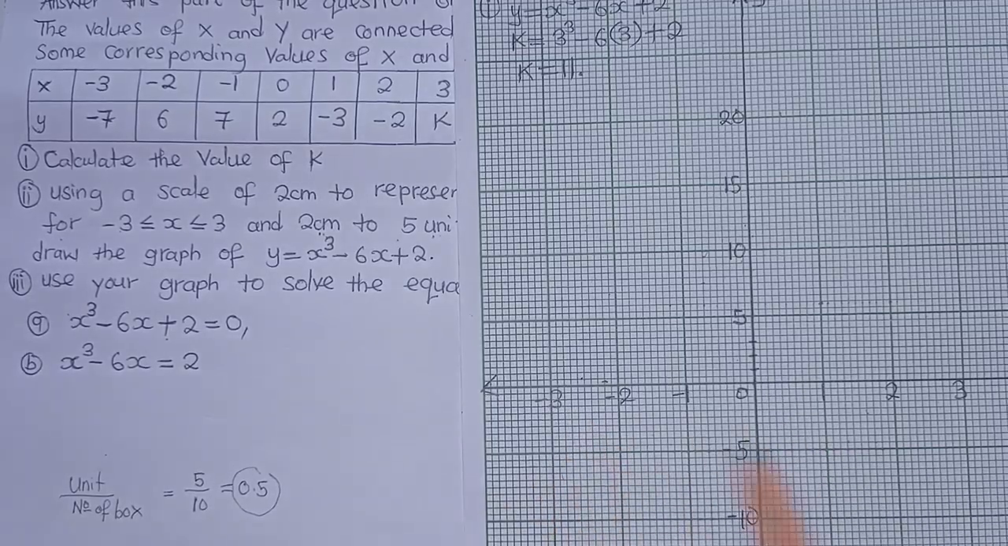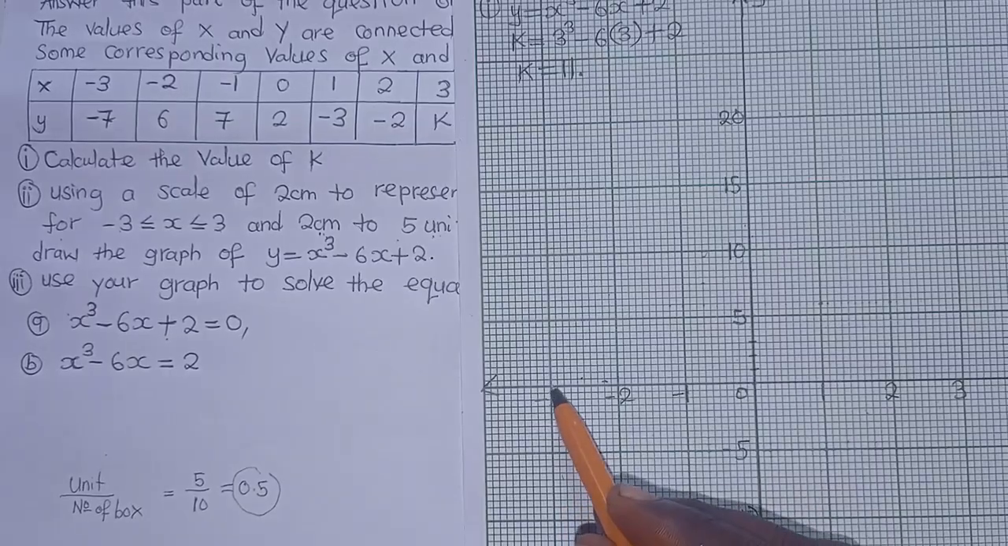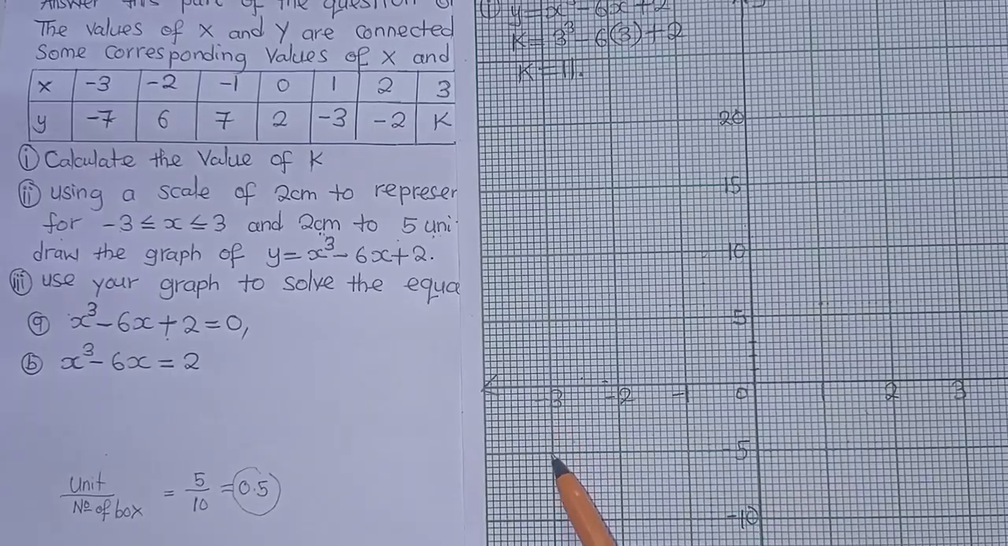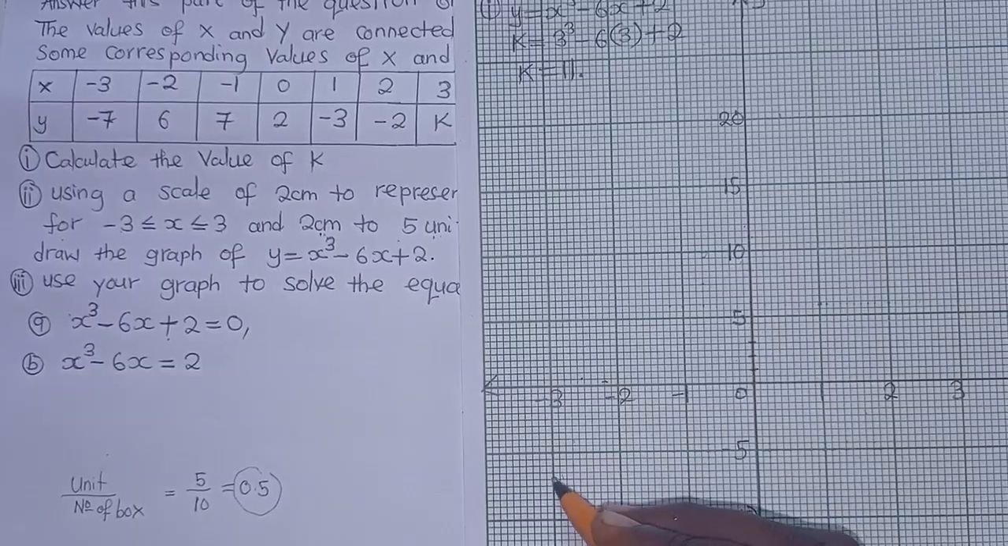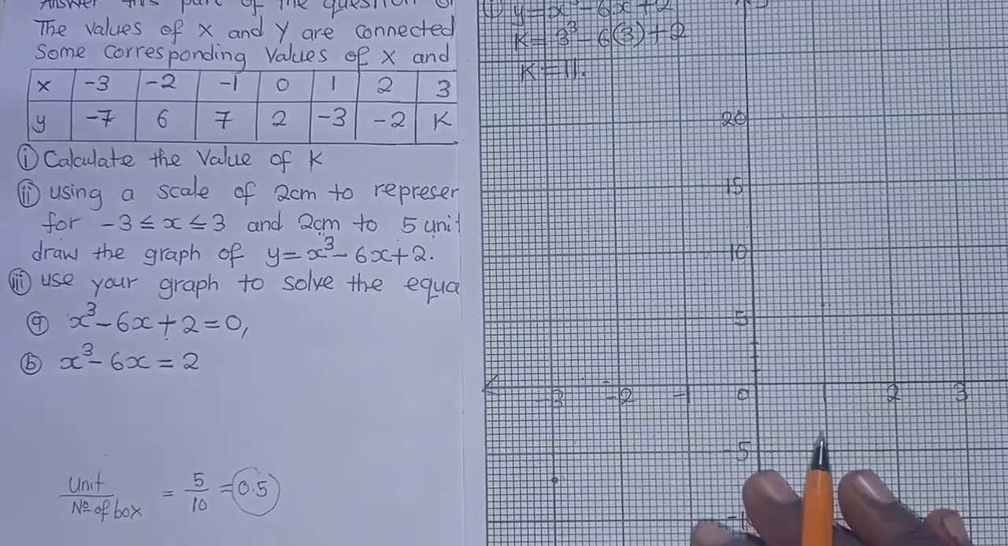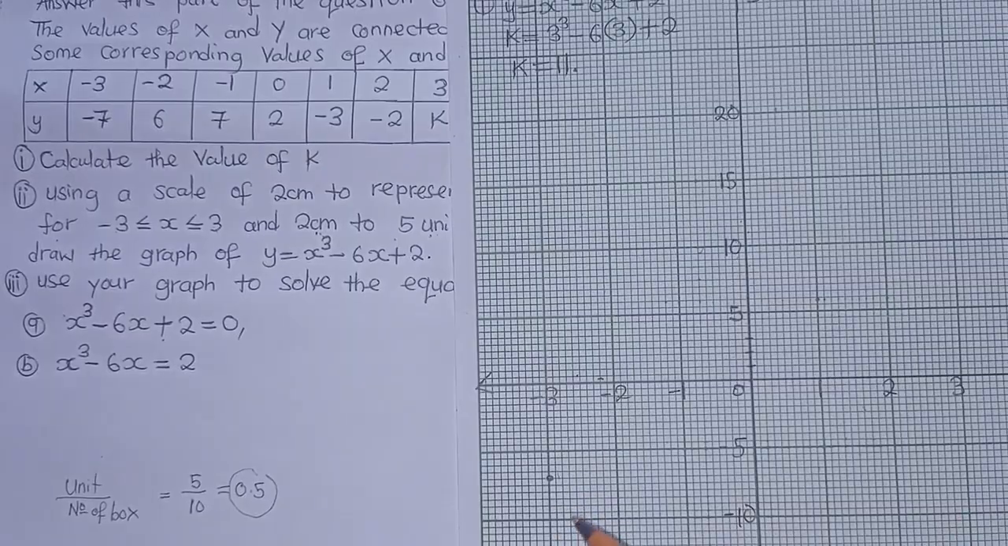So I look at the y-axis. This is 3, I start moving. This is negative 5. Then 1, 2, negative 6. 1, 2, negative 7. The value is there. That is where I need to put the value. So it is there.